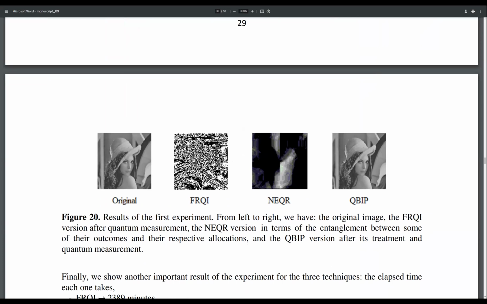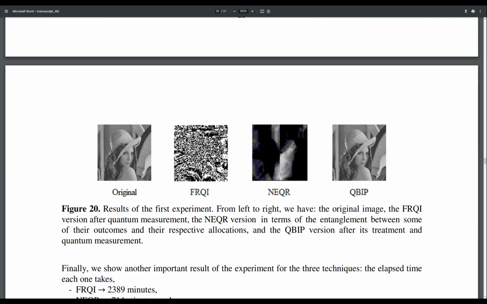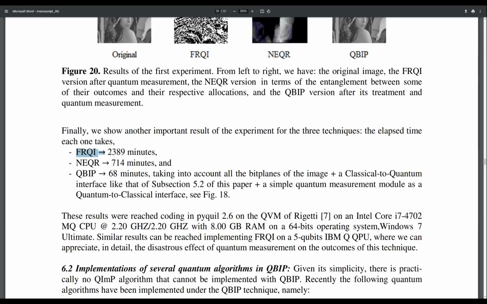They got a lot of gibberish noise, and NEQR also gave a lot of gibberish noise. QBIP didn't, because the number of qubits is equal to the number of bits, so there is no data loss as such. That is the major part. Another thing is the time. FRQI took so much time, and QBIP took way less comparatively, as you can see.